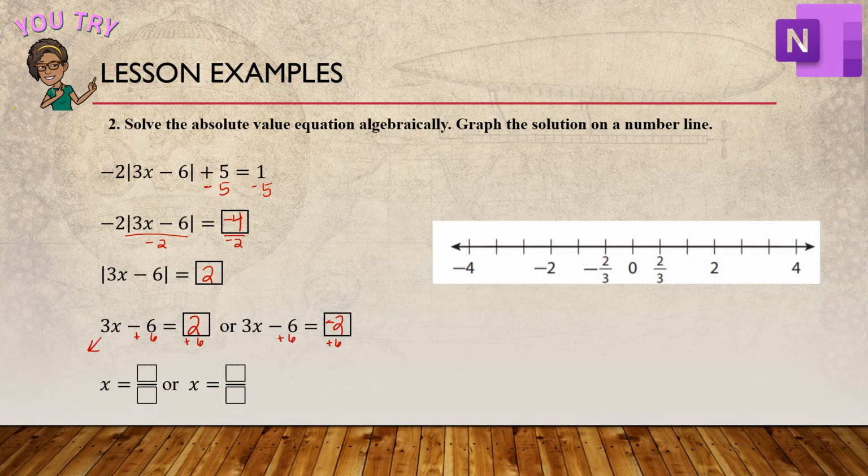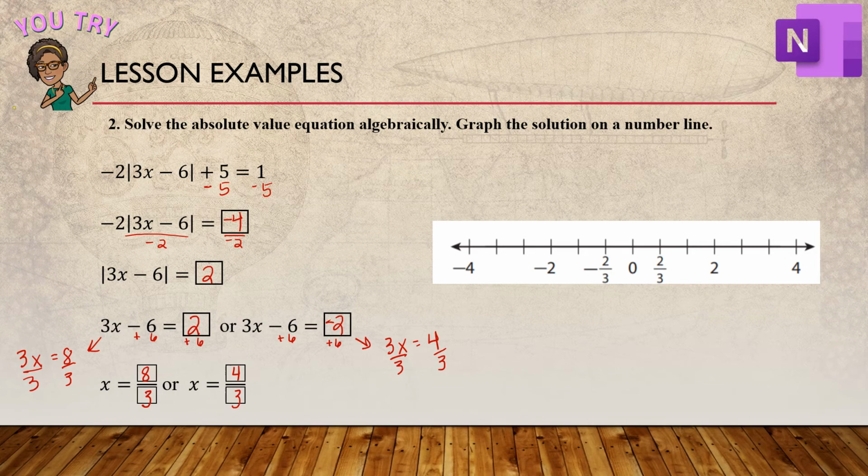When we add 6 on both sides, I'm just going to write it out so you guys can see it. We're going to have 3x equals 8. And then on the right, we're going to have 3x equals 4. And of course, we have to divide both sides by 3 for both the equation on the left and right. So we are left with x equals 8 over 3, and we are also left with x equals 4/3.